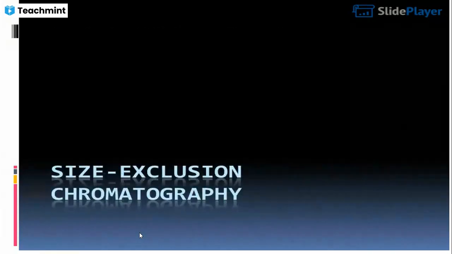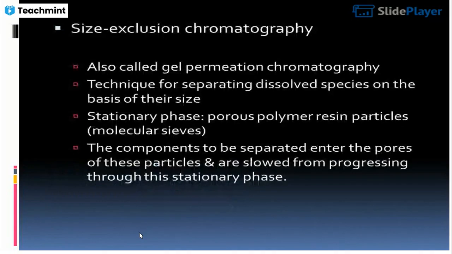Size-exclusion chromatography, also called gel permeation chromatography, is a technique for separating dissolved species on the basis of their size. The stationary phase is porous polymer resin particles, or molecular sieves. The components to be separated enter the pores of these particles and are slowed from progressing through this stationary phase.